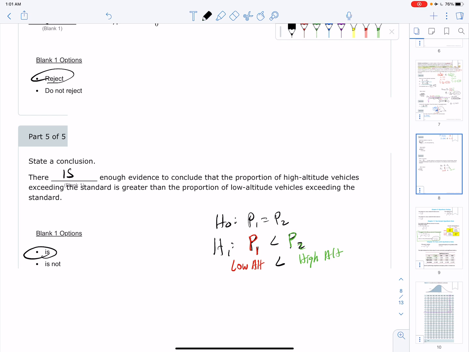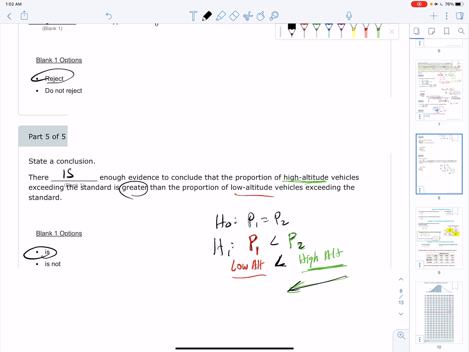If you look at the way they do the conclusions, just the same way they started the problem, there is enough evidence to conclude that the high altitude, so they start with high altitude in the verbiage. They're basically reading this backwards. The high altitude vehicles exceeding the standard is greater than the proportion of low altitude. If I read this backwards, the alligator is opening to the high altitude, if you want to go back to second grade. The inequality is opening to the high altitude, so it's greater than. So it all makes sense.